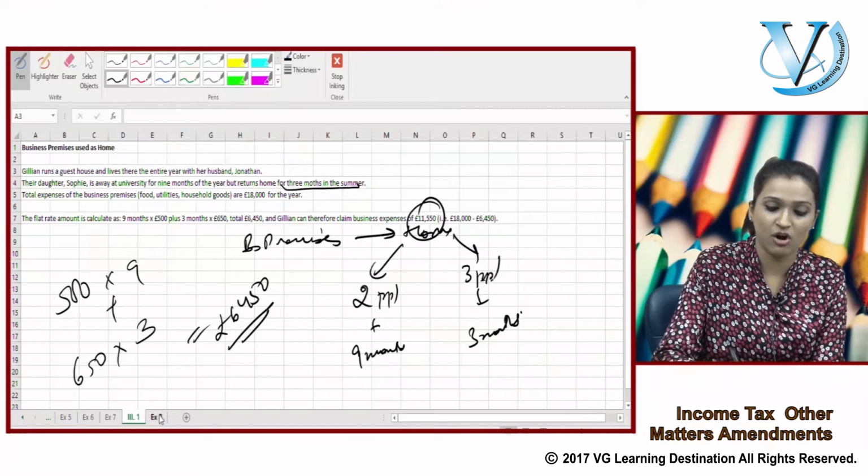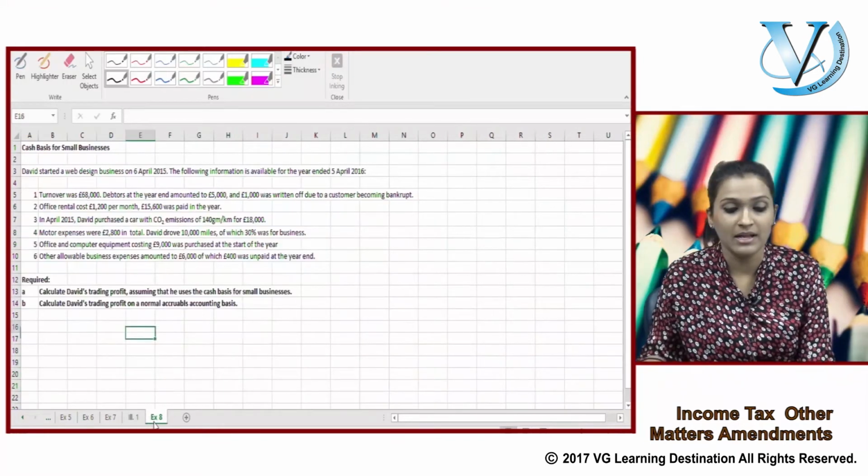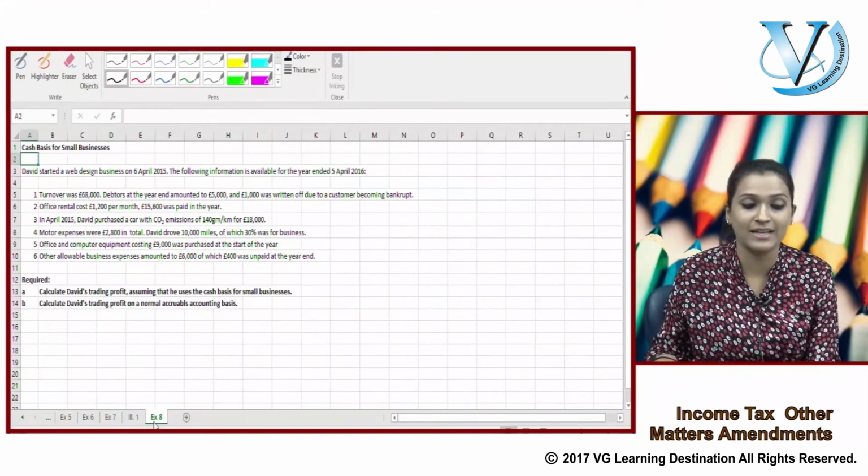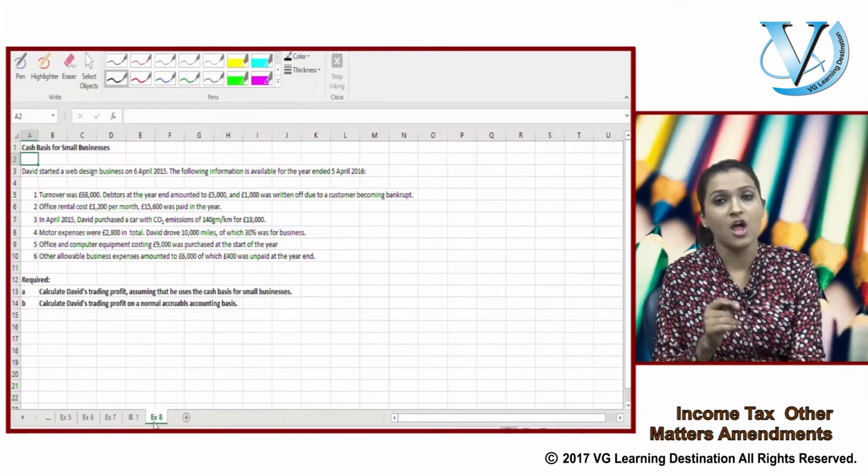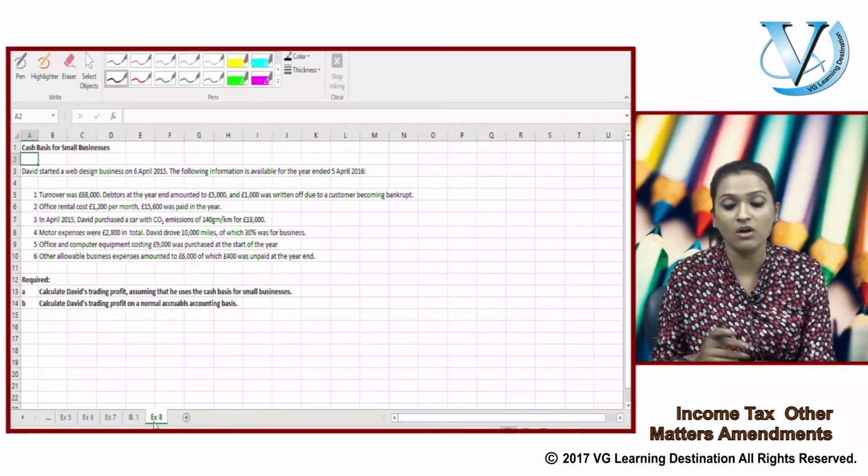Now let's finish it off by doing an example. Let's find out whether or not cash basis is actually beneficial for small businesses or not.